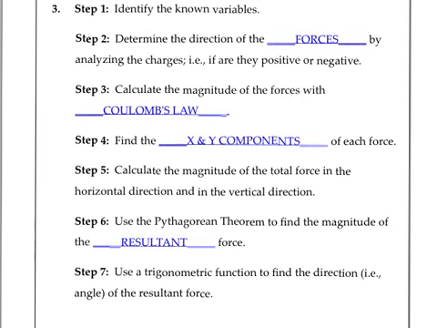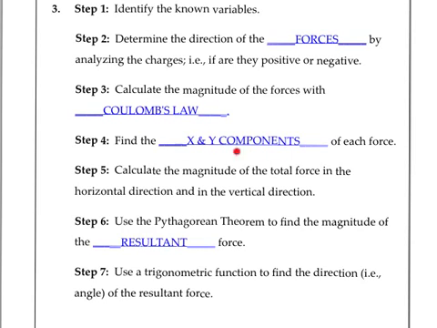I have a little problem-solving strategy for you to help break this down into steps. So first, you would want to identify your variables. Then we're going to determine the direction of the forces based on if the charges are positive or negative. So are they going to attract or repel each other? That'll help give us a direction. And then the magnitude, remember that's the size of the forces, will be calculated with Coulomb's law.